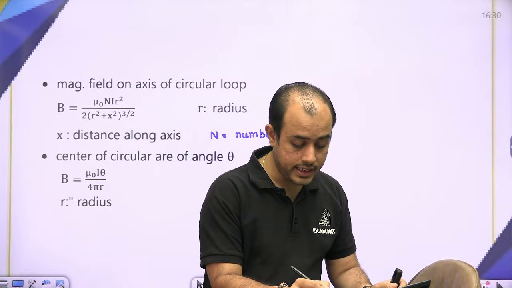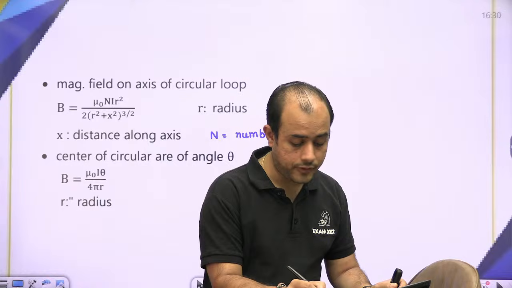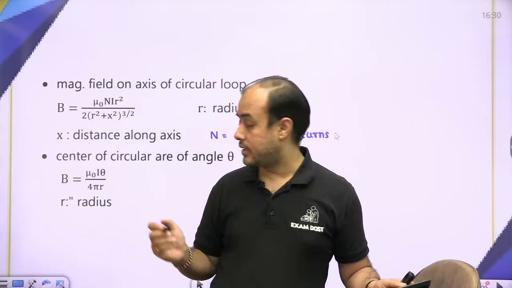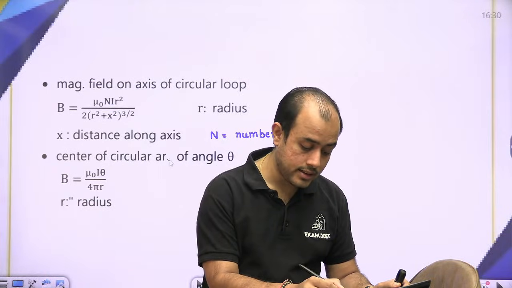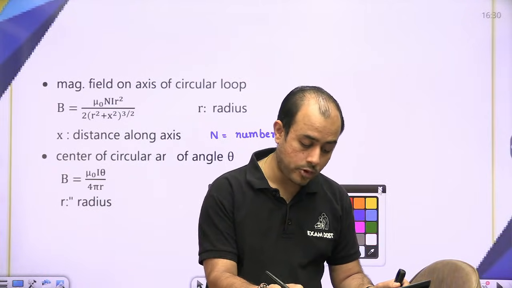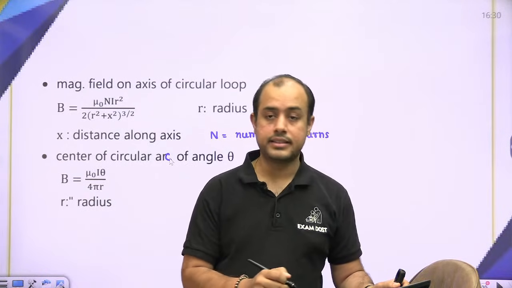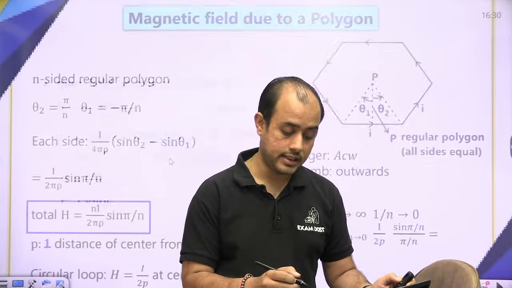What is the magnetic field due to an arc of a circular loop where the arc has an angle theta? If it is not a full circle but an arc, then the field is μ0 I θ by 4πr, where r is the radius and θ is the angle.